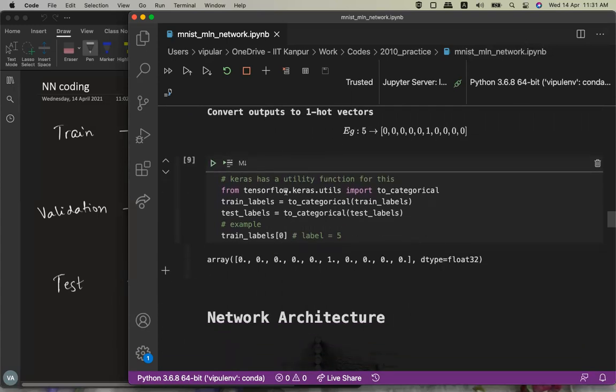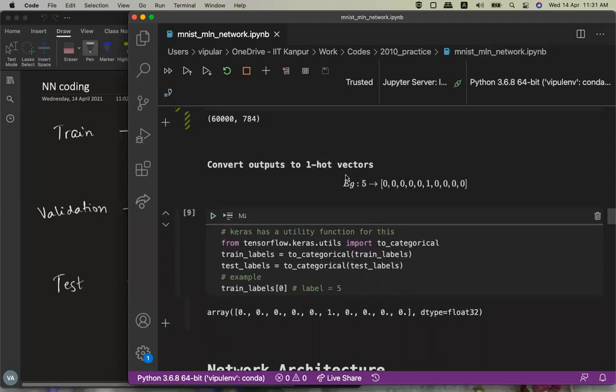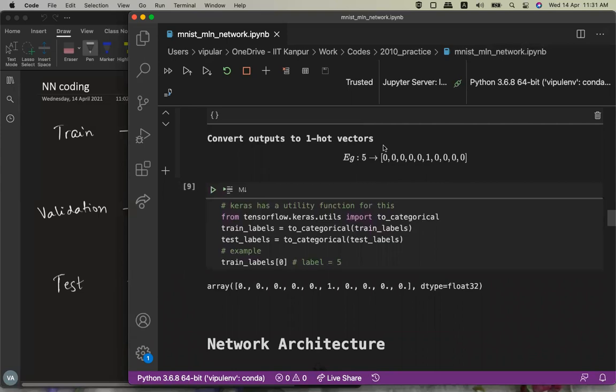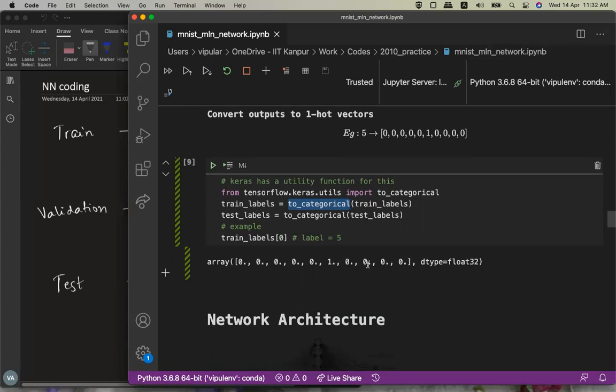Now I will use Keras, or basically TensorFlow, to create the network. So that's the steps involved to do this operation. You just use a function called to_categorical. The input is 5, then it will output the one hot vector. So these one hot vectors are saved in train label and test label, and the example is given here.